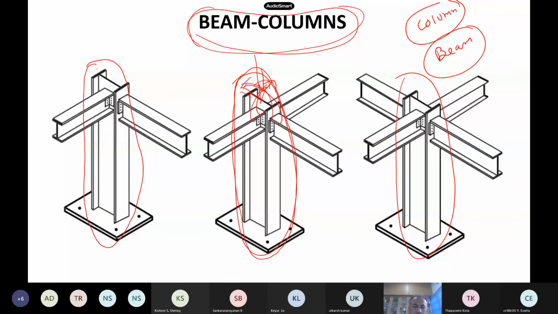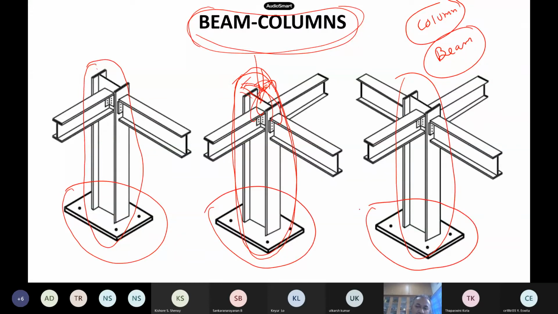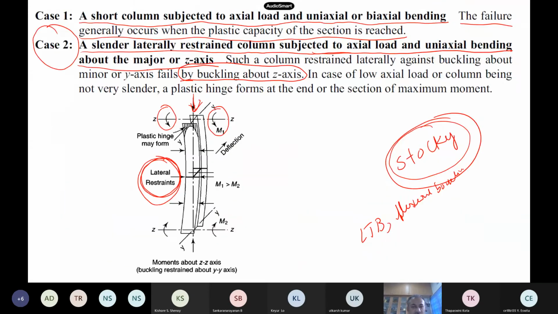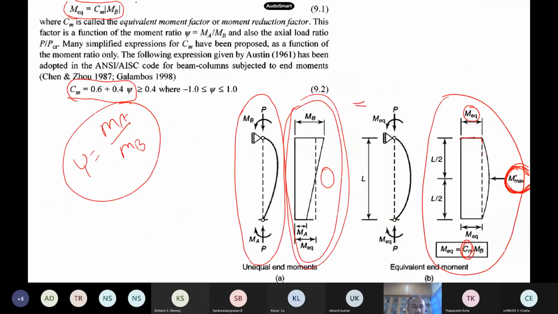Now you see we have designed this beam column. Now we have to design the column base actually. So how the load will get transferred to the concrete, this is what is very important. So the column bases.